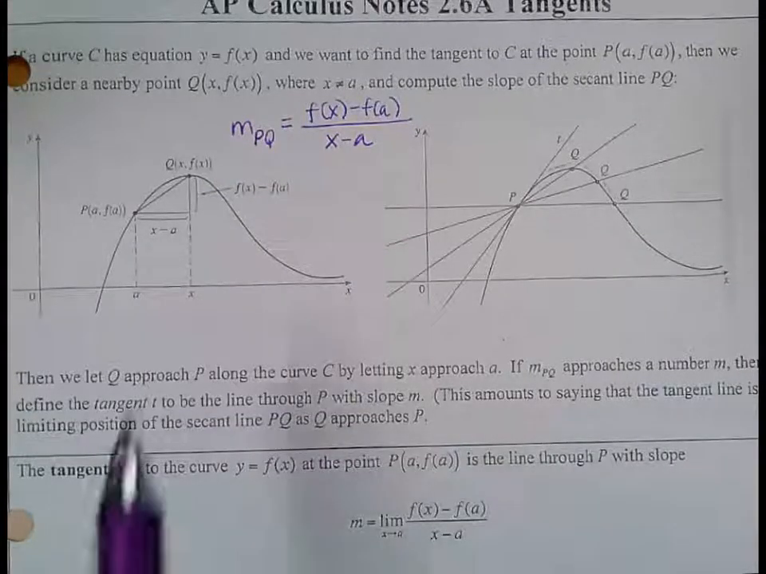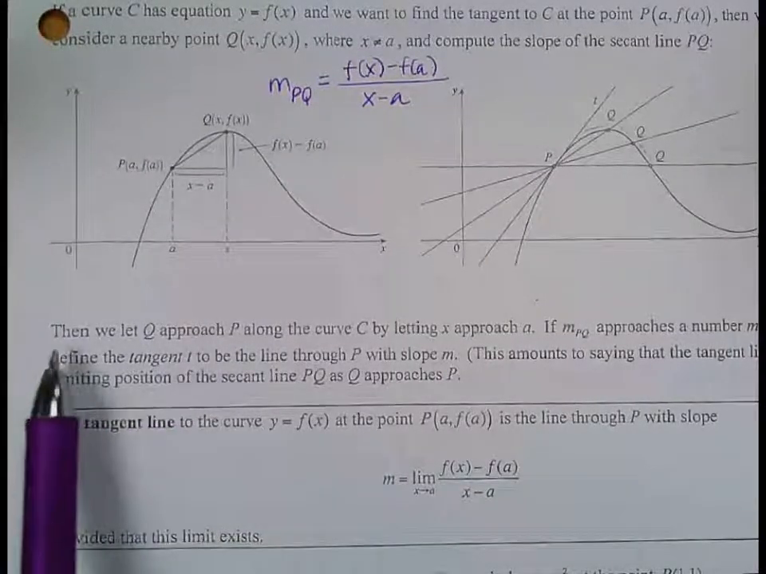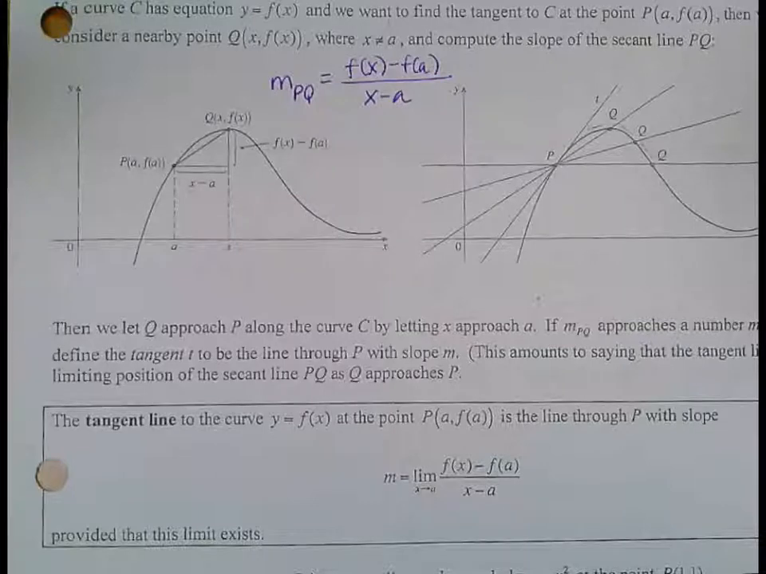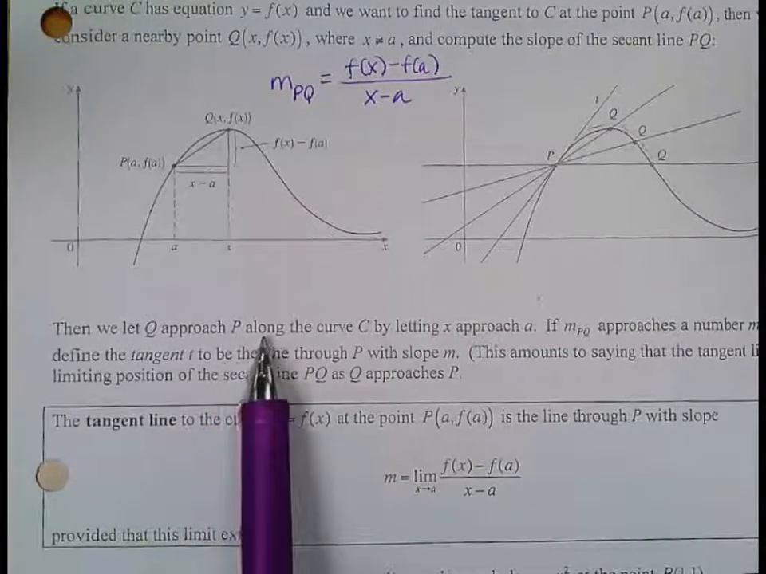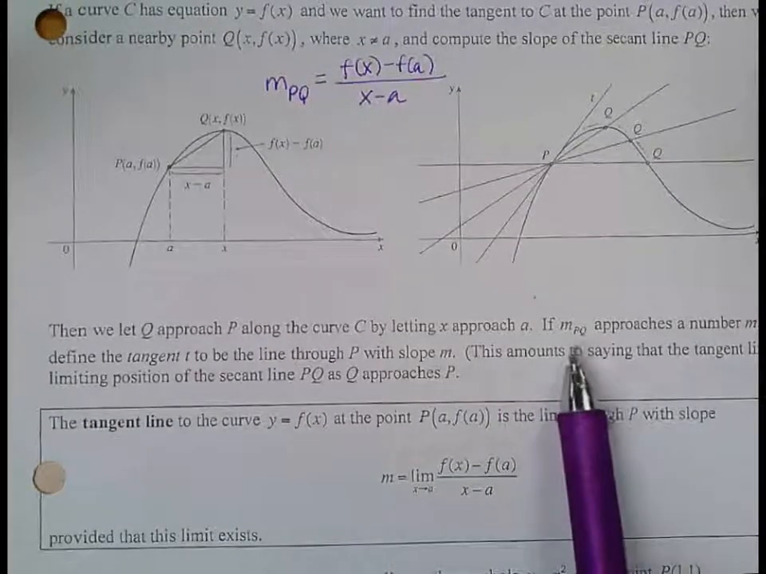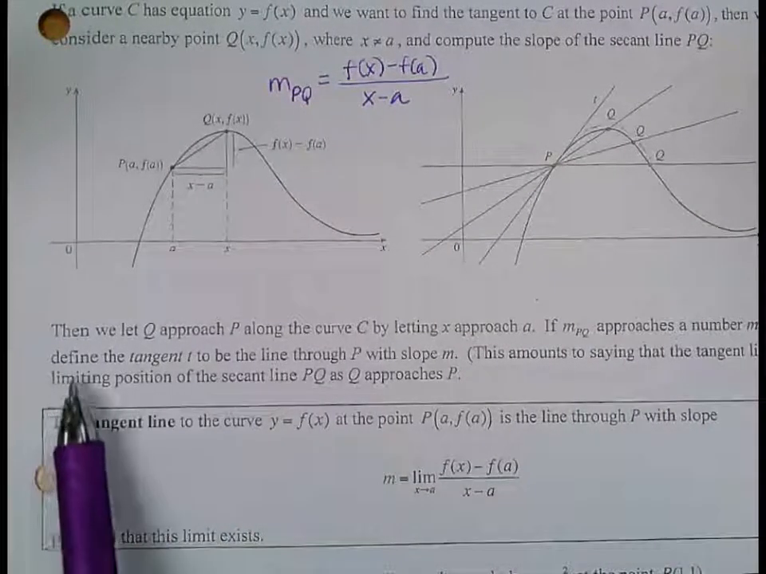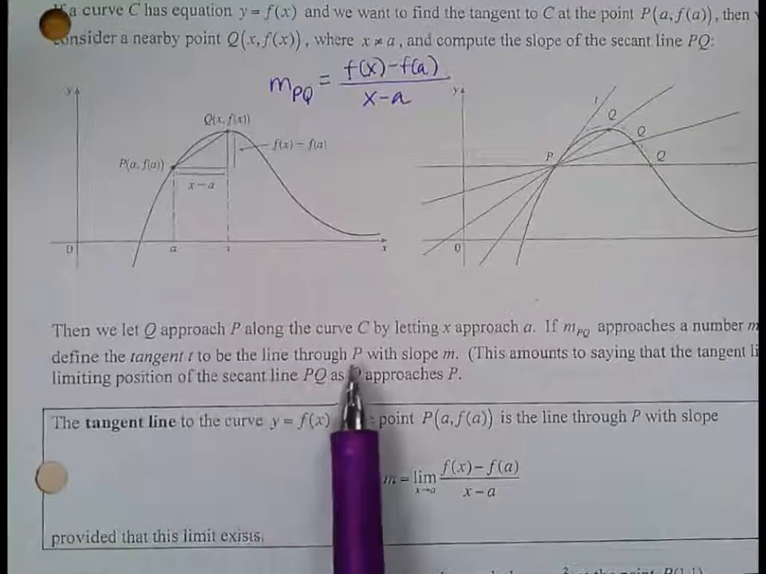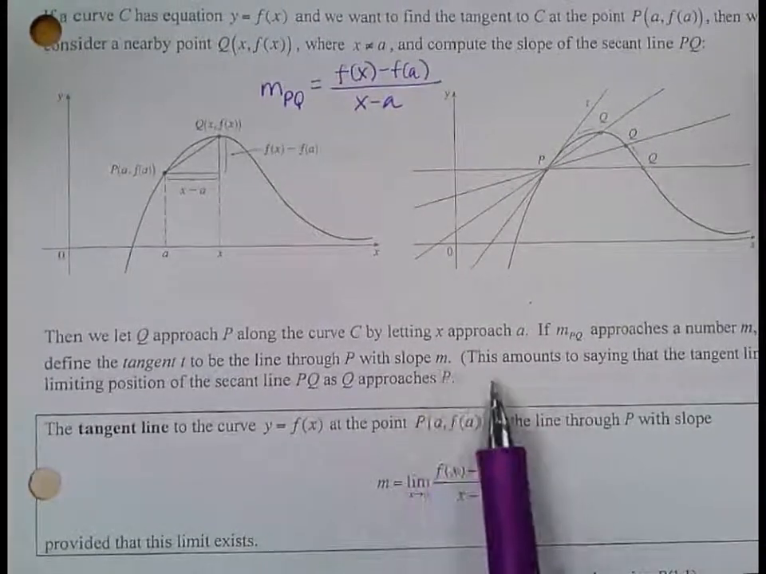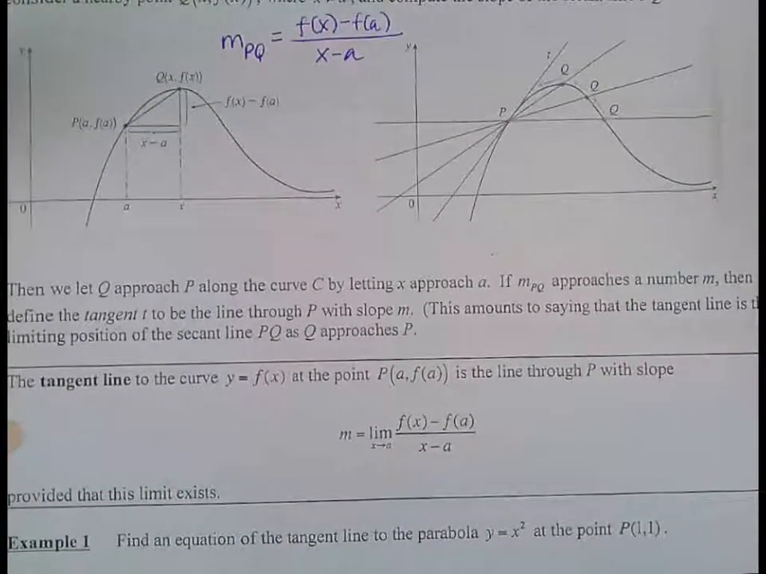And then what it says underneath here, so then we let Q, and these are the ideas we've already talked about in 2.1. We let Q approach P, so we chose points Q that got closer and closer to P along the curve C by letting the x values approach A. And then if the slope of PQ, so that secant slope, approaches a number m, then we define the tangent T to be the line through point P with slope m. So it says this amounts to saying the tangent line is the limiting position of the secant line PQ as Q approaches P. And that was how we kind of started talking about limits in the first place.